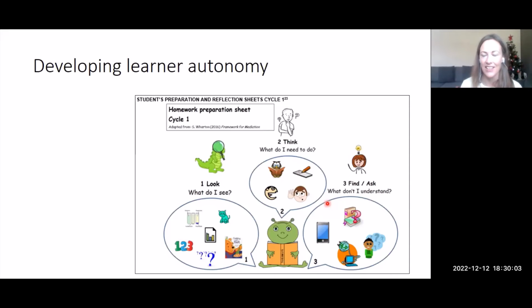So they can even say to their child in the home languages, well, what do you see? Well, what do you have to do? Okay, you don't understand. Where can you find help? Is there somewhere else in your book? Right, okay, I'm seeing lots of comments here coming through about this one.